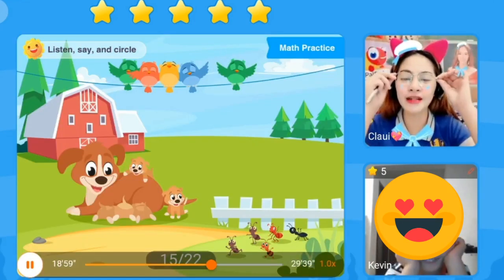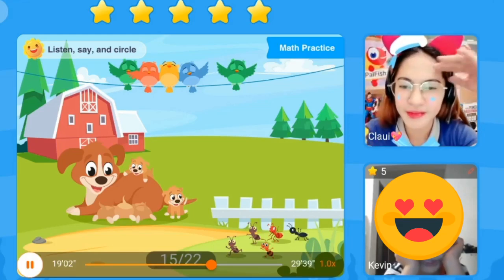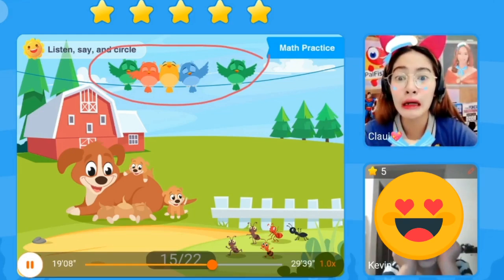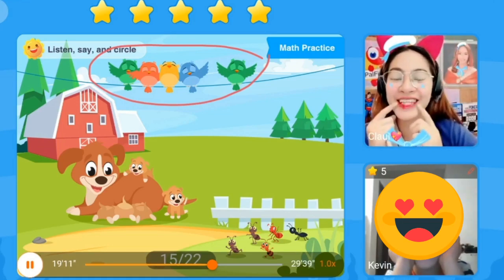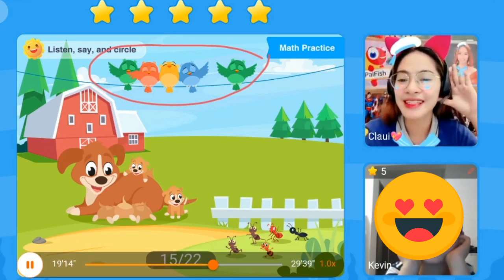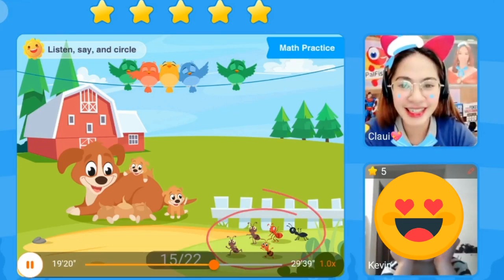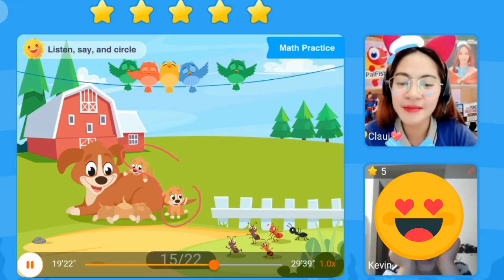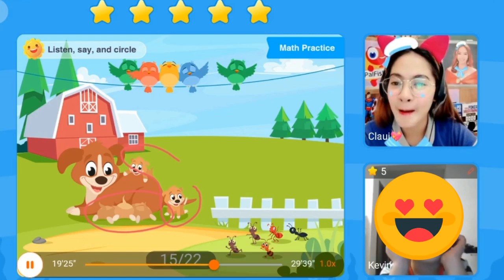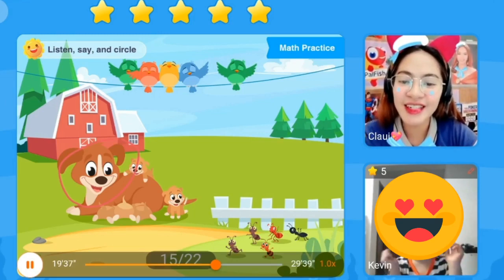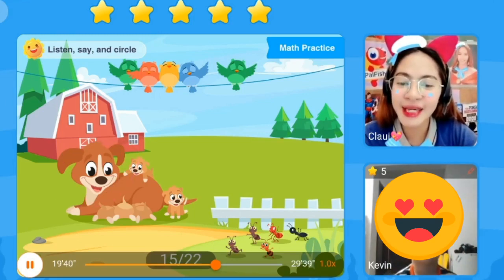One, two, three, four. Very good. Now look, what can you see over there? I can see four. I can see birds. What can you see? I can see ants. What can you see? I can see puppies. I see a dog. I can see puppies.